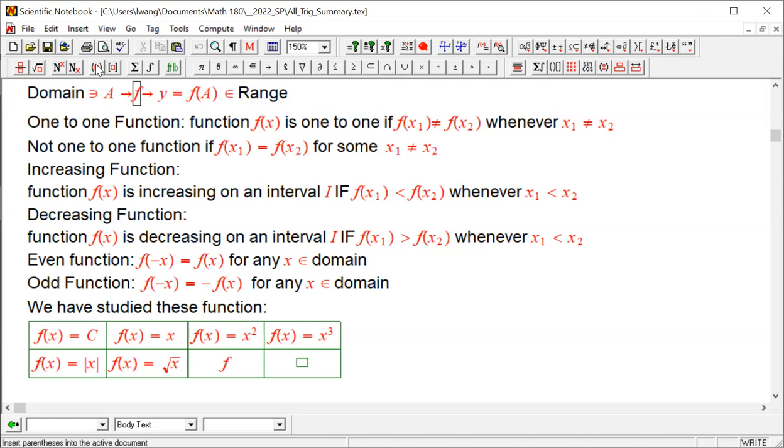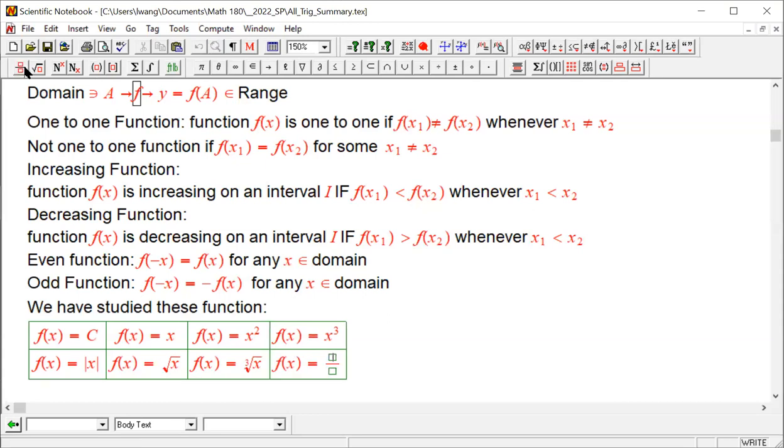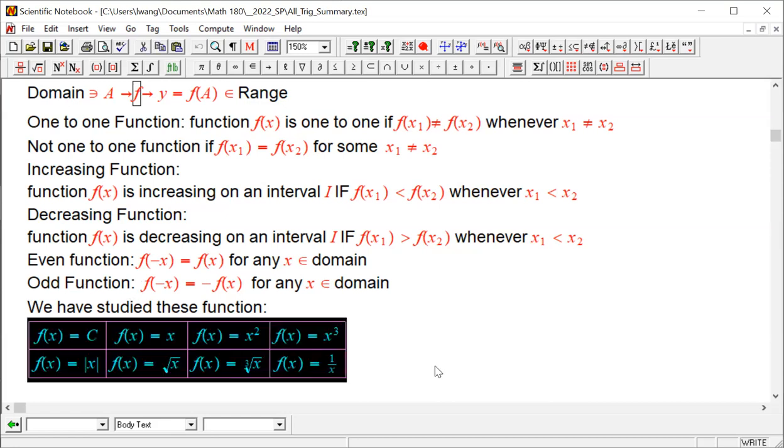They're increasing, decreasing, even, odd, right? We studied all of these properties about these functions. Okay, and the next one is f of x equals 1 over x, right? We studied all these; this is the first group of study. And we studied all of these concepts: one-to-one, not one-to-one, why it's not one-to-one, increasing function, decreasing function, even, odd, for all of these functions.